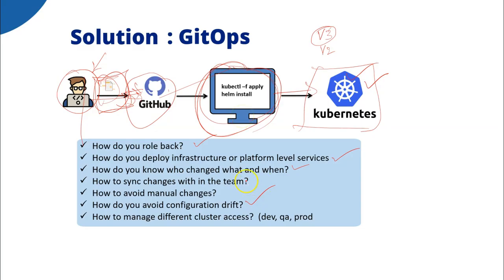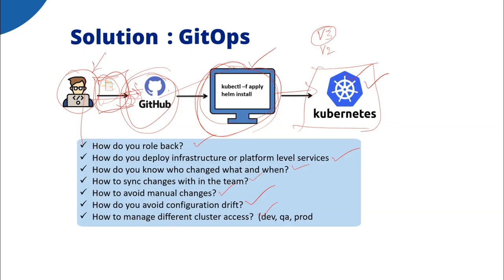And the next thing, how to sync changes with the team. Obviously, everything is available. If somebody wants to do something, they just pull the latest manifest files from the GitHub, modify them and commit. And how do you avoid manual changes? You are not directly interacting with the Kubernetes cluster at all, so you are avoiding the manual changes. How to manage different cluster access? That can be taken care of by this system. So most of the problems are solved with this solution.